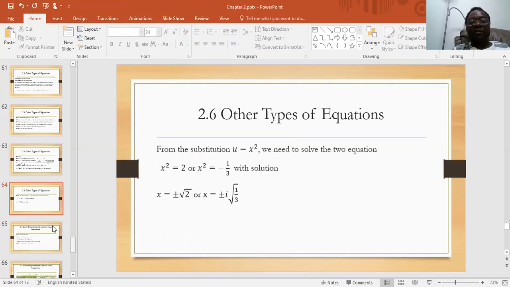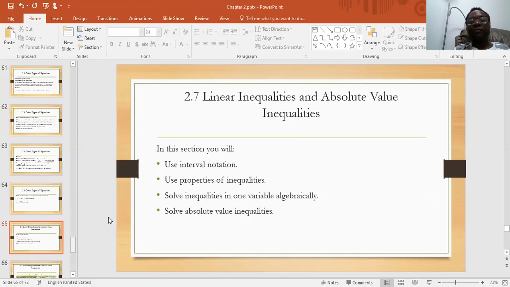So that's what I've just explained here. This is a complex solution. It's not a real solution. It's a complex solution. So we are left with 2.7.